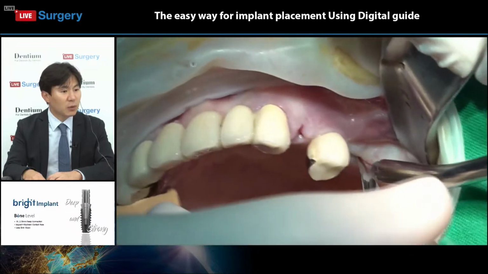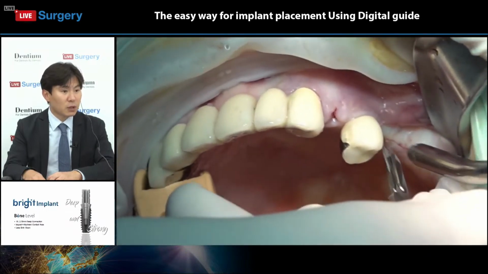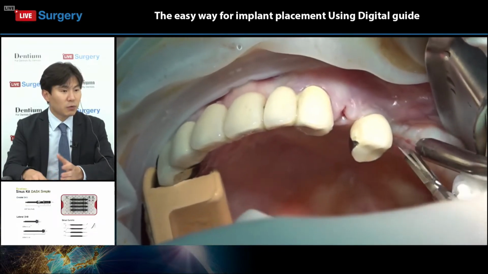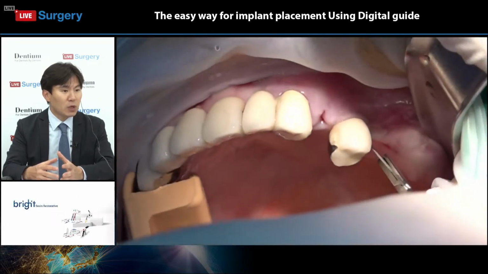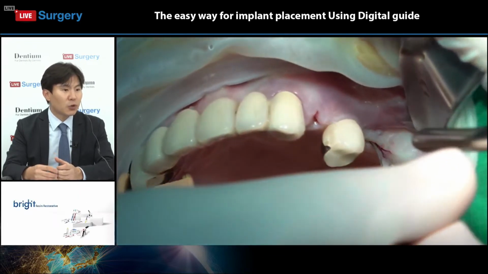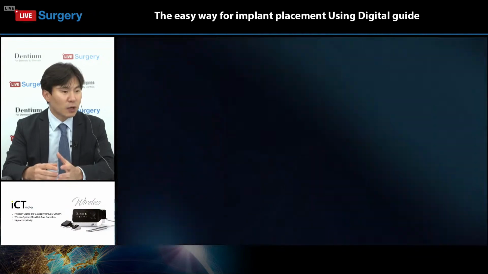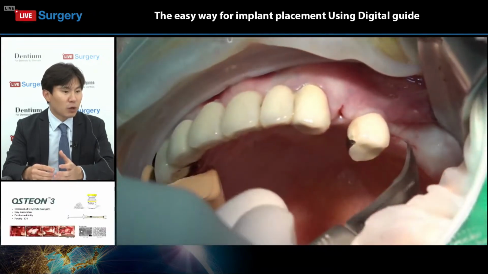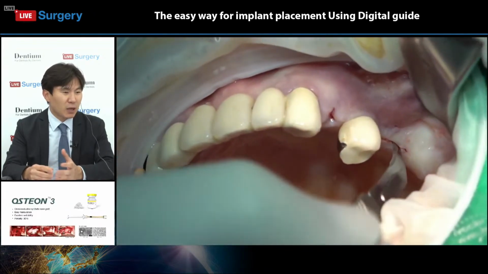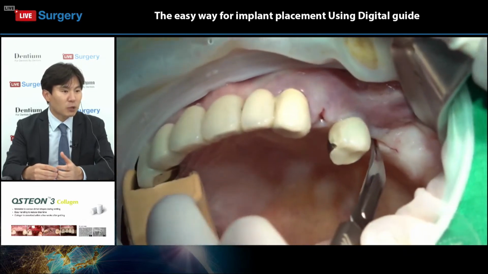This patient is a bit old, so for this kind of patient, we need to speed up the surgery, not to give too much trauma to the patient.